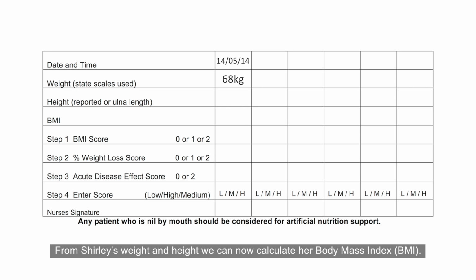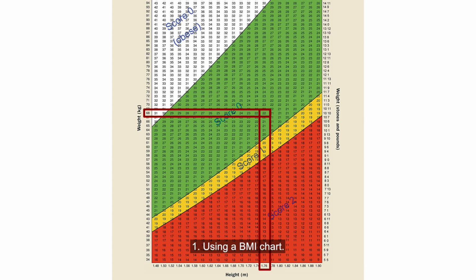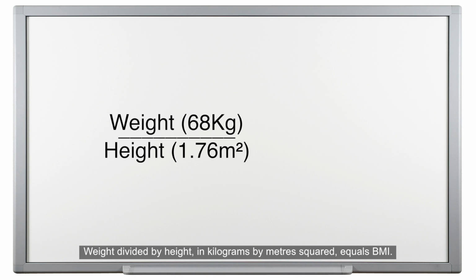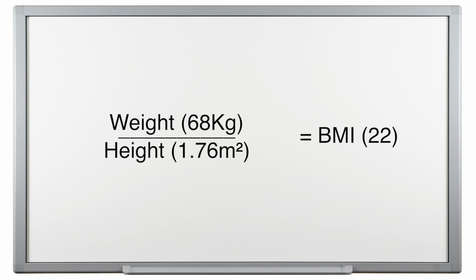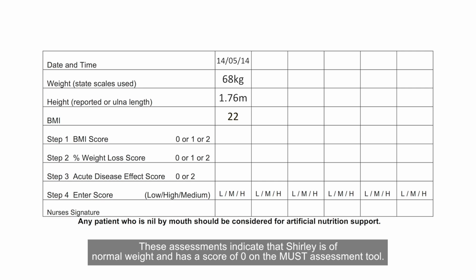From Shirley's weight and height, we can now calculate her body mass index, BMI. There are two ways of doing this calculation. 1. Using a BMI chart. 2. Using a formula. Weight divided by height, in kilograms by metre squared, equals BMI. The BMI score is calculated as step 1 on the MUST screening tool. These assessments indicate that Shirley is of normal weight and has a score of 0 on the MUST assessment tool.